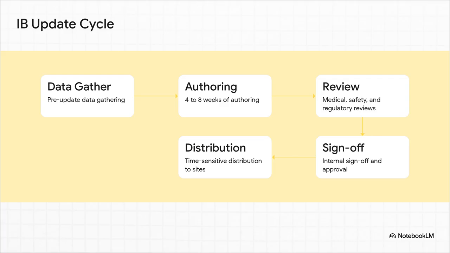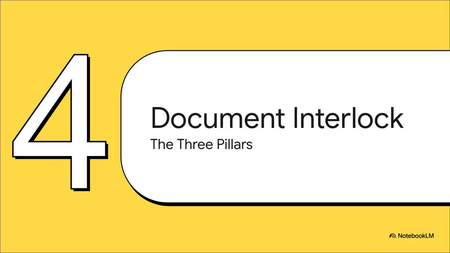Keeping this evolving safety story updated is, well, it's a beast. It requires a meticulous, annual, and sometimes event-driven update cycle. You've got pre-update data gathering, then 4 to 8 weeks of authoring, endless medical and safety reviews, and finally, getting it out to the sites fast. It takes seamless coordination by the clinical writer to pull this off. Which brings us to part 4, the keystone of this whole explainer, the 3-document interlock.